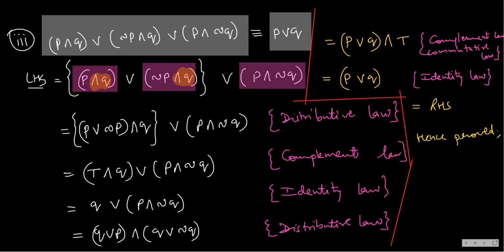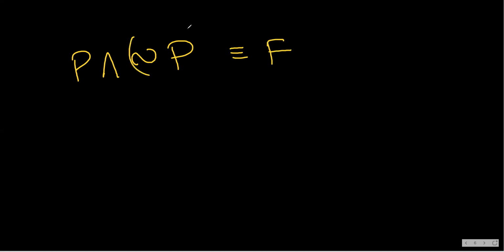I suggest you go through two laws very well, very thoroughly. One is the complement law and the other is the identity law. Complement law and identity law are to be studied very thoroughly. I repeat it once again for you. See, complement law: if you have P and negation P, then it is always false. Why false?